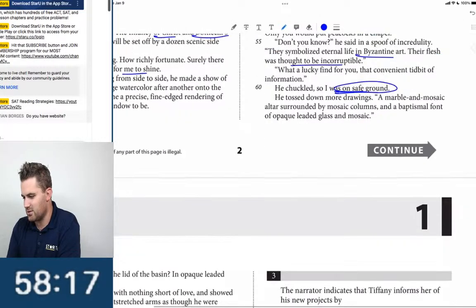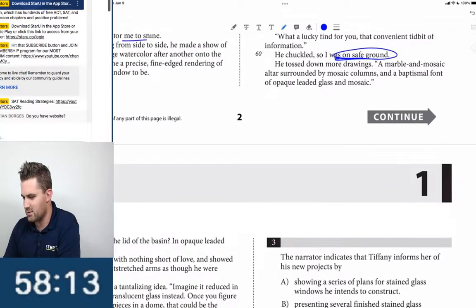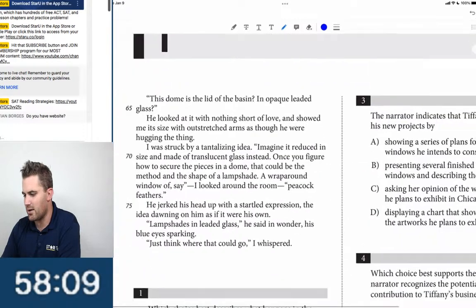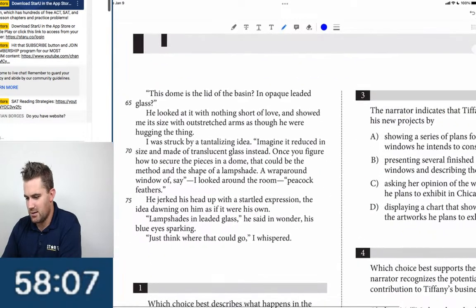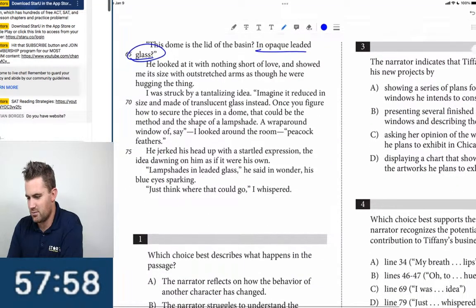He tossed down more drawings: a marble mosaic altar surrounded by mosaic columns and a baptismal font of opaque leaded glass and mosaic. The stone is the lid of the basin, an opaque leaded glass. Imagine it reduced in size and made of translucent glass instead, with a lampshade. So, windows saying, look under a peacock.